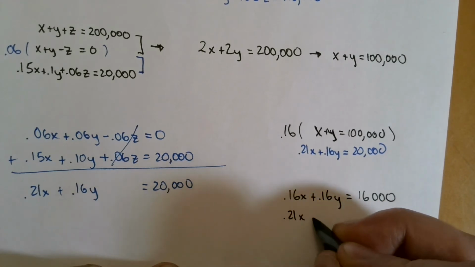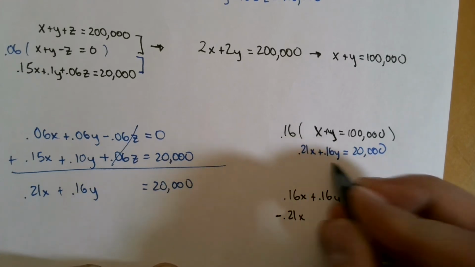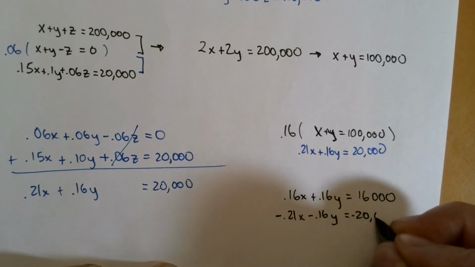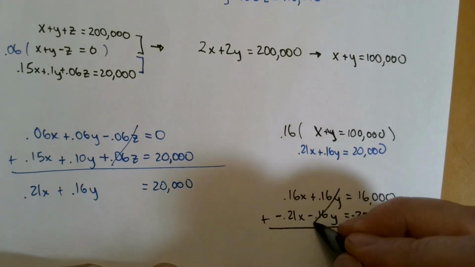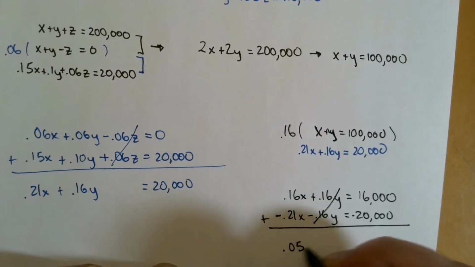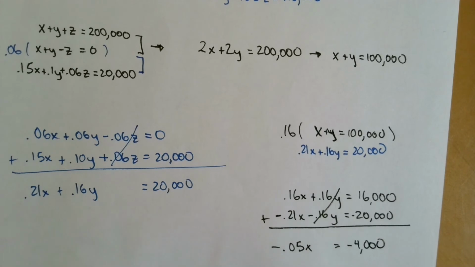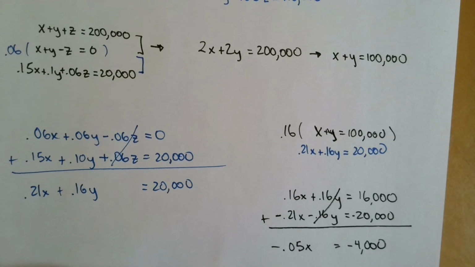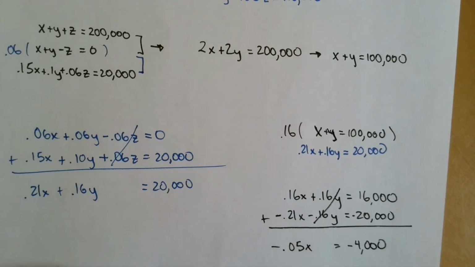And then 0.21x. Rats, I need them to be opposite. So I'm just going to multiply the second one by negative 1: negative 0.16y equals negative 20,000. Okay, now I can add these. We get negative 0.05x equals, that was a tough one, negative 4,000. I'm then going to divide both sides by 0.05. Notice the negatives divide away, and I get 80,000. I know, I should have been able to do that in my head.